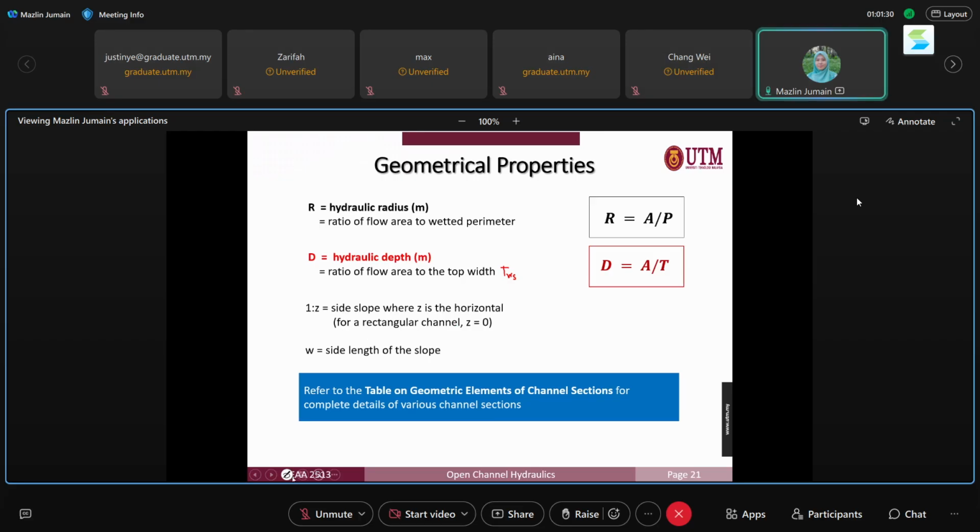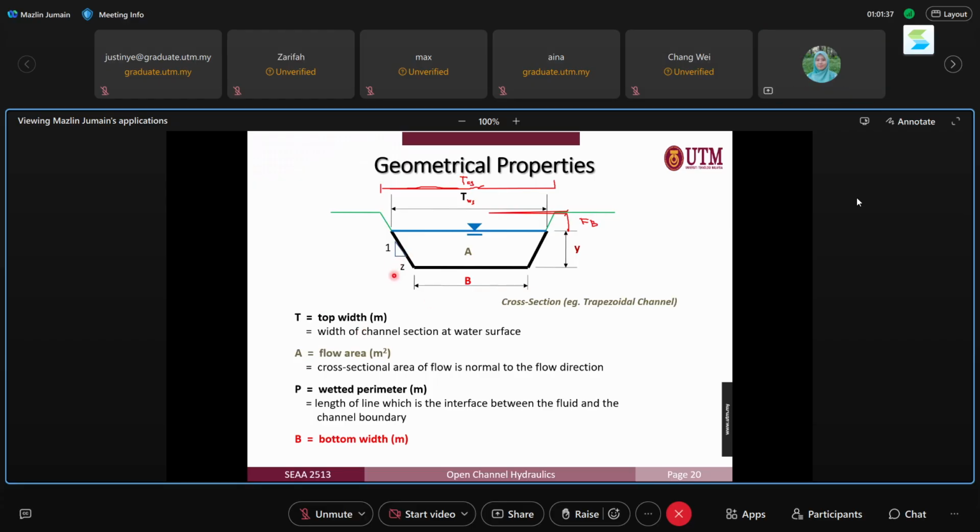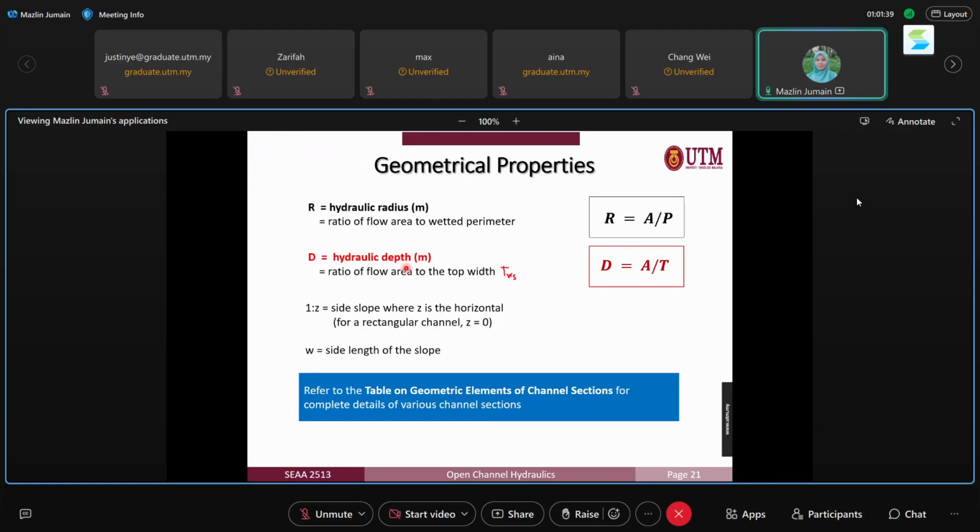And then next we have Z, as you can see here. It is a side slope where Z is the horizontal distance. So for rectangular channel, the Z is 0 lah sebab dia tak ada sudut sending channel tu kan. So Z is only applicable for trapezoidal and triangular channel.